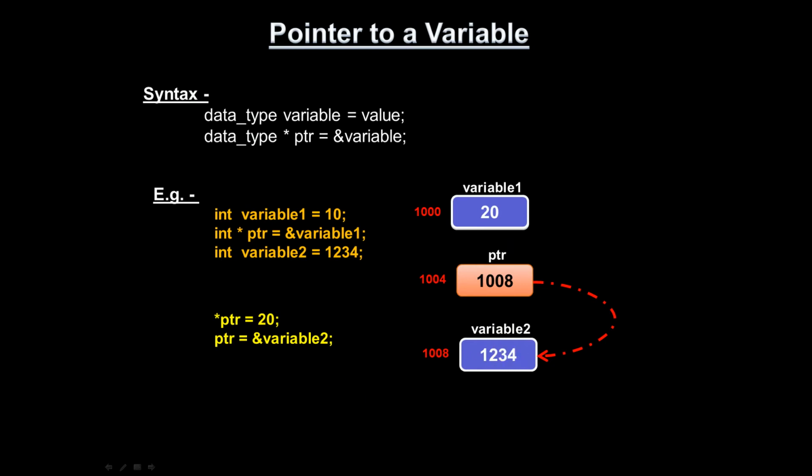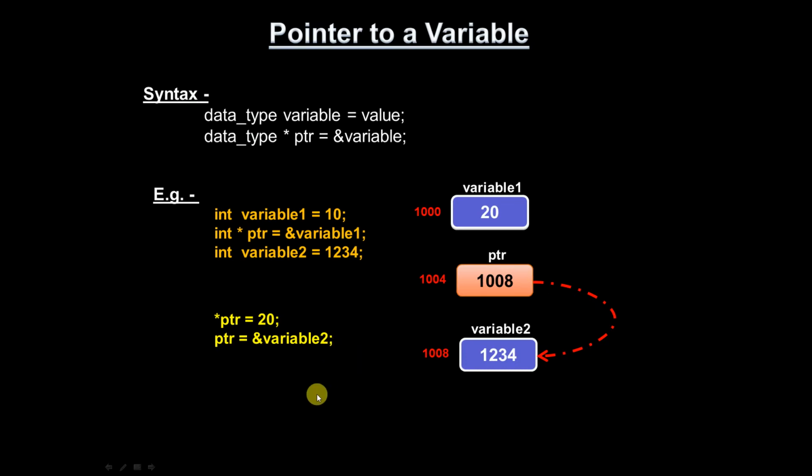Okay, so this is with respect to a normal pointer. If you want to modify any value by using a pointer, then you can use star ptr. And if you are changing the address, that is, if you are making your pointer point to some other variable, then you use ptr equals address of variable 2.